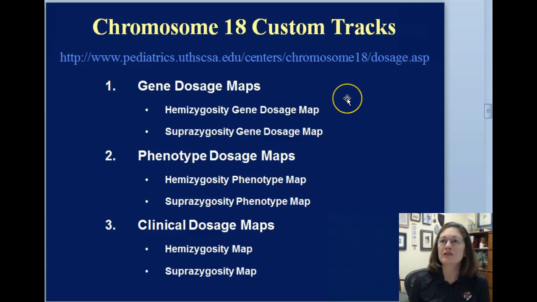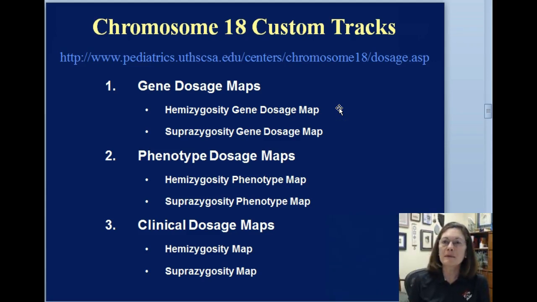Hemizygosity gene dosage is about the deletions, so 1 copy instead of 2. Suprazygosity is about duplications, so that could be trisomy or tetrasomy in either case, but supra meaning more, so too many copies of the gene or the region of 18. And again, the gene dosage maps are the annotations of every single gene on chromosome 18.